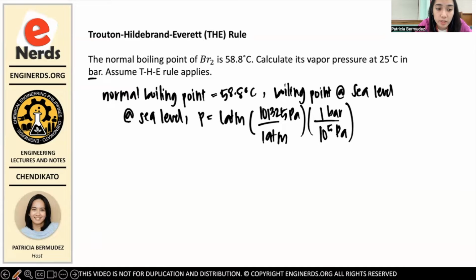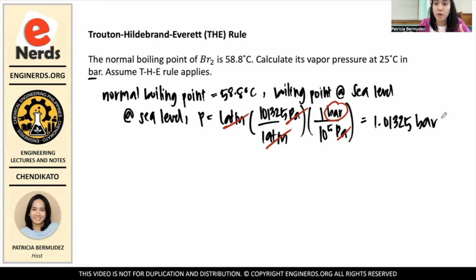And here, makakancel yung units and matitira yung bar. Cancel yung ATM, makakancel yung Pascal. Ang unit natin for pressure at sea level will be in bar. So calculating, what do we get for pressure? We have 1.01325 bar. And this is our pressure at sea level kung saan yung boiling point mo ay normal. Okay? So we can set this as, let's say P1 is equals to 1.01325 bar. And then our T1 is the corresponding boiling point, which is 58.8 degrees Celsius.